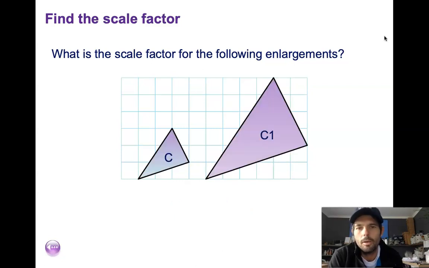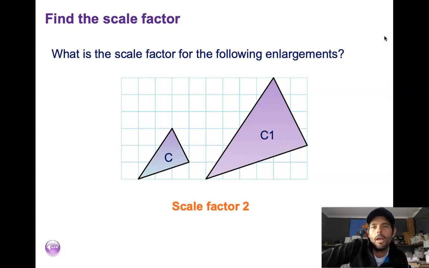Okay, the same here. You calculate the length of one of the sides. You calculate the length of the enlarged shape, one of the sides of the enlarged shape. Just make sure that they are corresponding sides, meaning that you are looking at the same side on the enlarged shape as the original. And you see how much it has increased by, and you can see that that's a scale factor of 2. So each side length has been doubled.